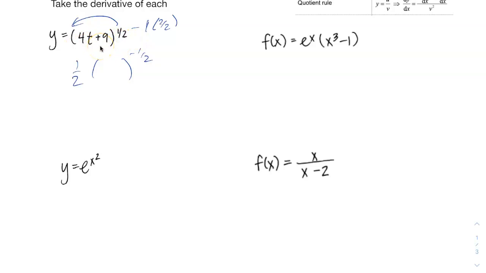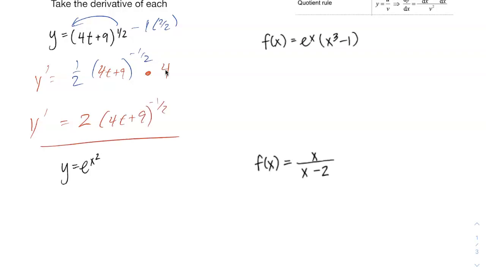I'm going to leave the inside alone. So that's 4t plus 9. Since I left that alone, I got times by the derivative of that thing. So times by 4. Then I can simplify this. This is y prime, by the way. And I can multiply the outside terms, because they're both numbers, and I get 2, 4t plus 9 to negative 1/2. And that's my answer.